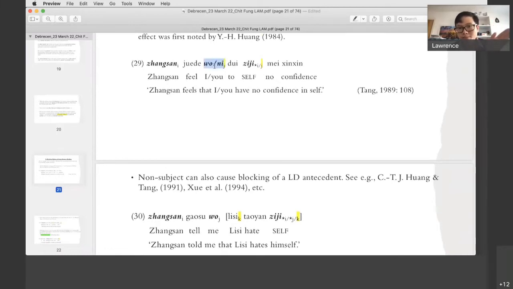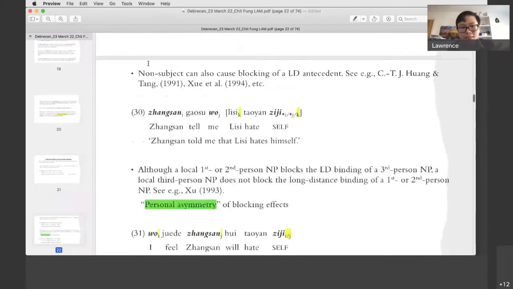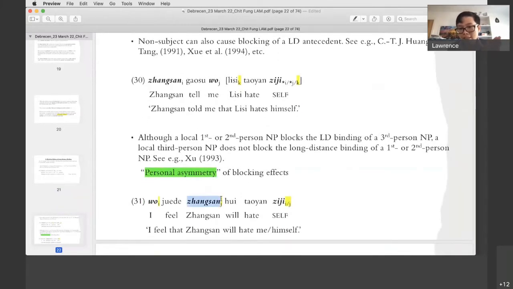A first or second person pronoun blocks the long distance binding of a third person entity, but a third person entity does not block the long distance binding of a first or second person entity. So again, what is happening? We find it quite fascinating. Why would there be such a personal asymmetry? What is going on with long distance binding in Chinese? Why are there so many complexities of this sort that we would not expect cross-linguistically, in other languages that allow long distance binding? They don't seem to happen.